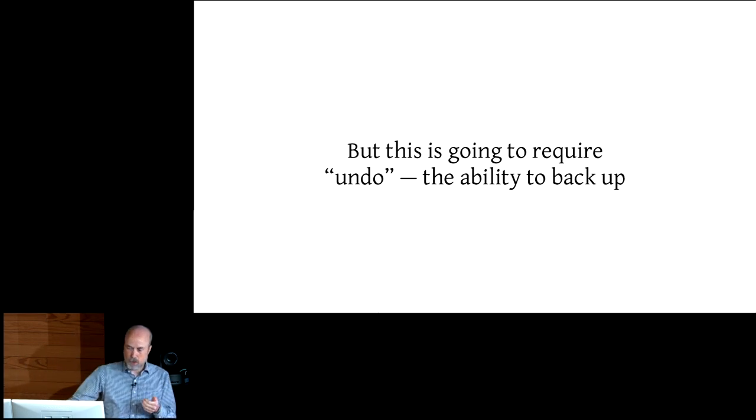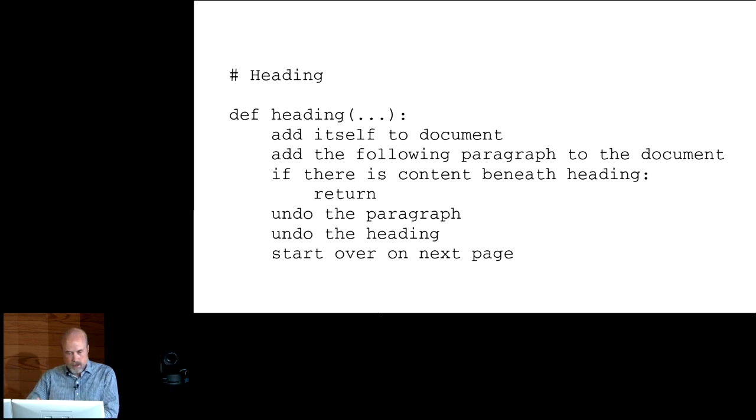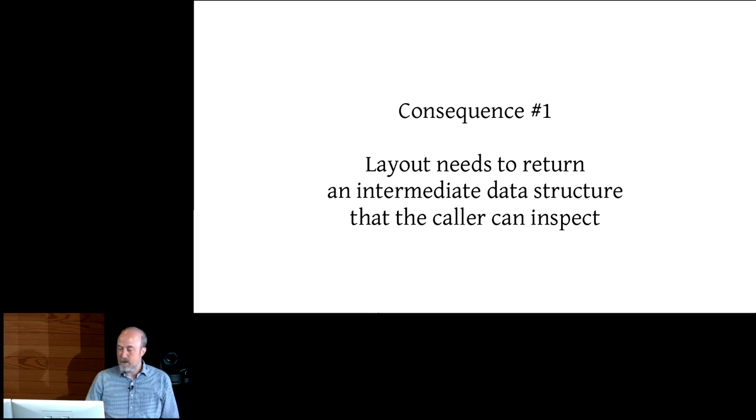The ability, if layout goes wrong, if I wind up stranded, to back up, because the heading is going to have to add itself to the document and the following paragraph. And if it worked, if having done that, there are some lines of text beneath the heading, we're done. If the heading finds that it wound up stranded and alone, you're going to have to undo the paragraph, undo the heading, start over again on the next page. That means these routines cannot be writing to the PDF manually. Layout is going to need to return an intermediate data structure that the caller can inspect instead of just starting to write type all over our document.